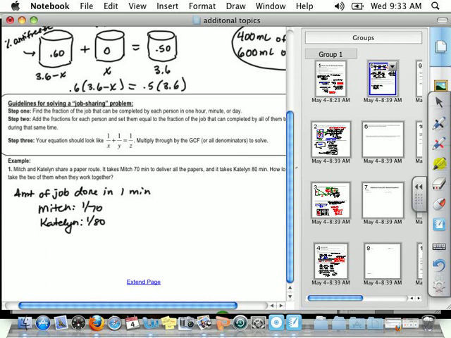Okay, we're going to let x equal amount of time together. So the amount of time it would take working together. So in 1 minute together, what can they do?